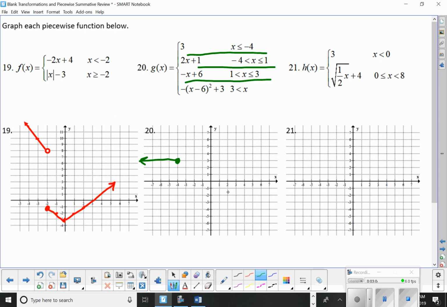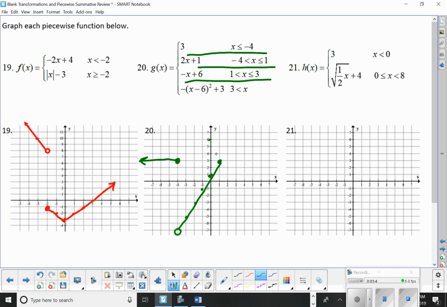Now, between -4 and 1, I have 2x plus 1. So y-intercept at 1, slope is 2, and I go up to 1. So I've got a solid point here, and then at -4, I've got down to 2. At -4, I'm going to have an open point. So I've got an open point right here, and then I connect that line. That's the second piece.